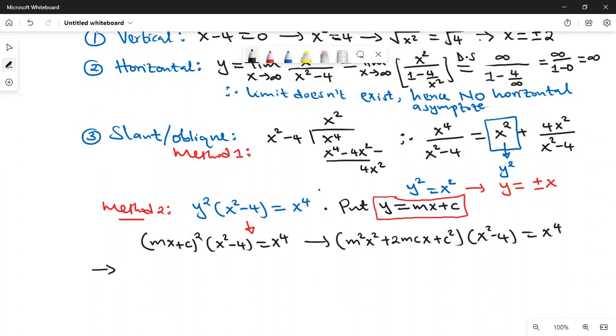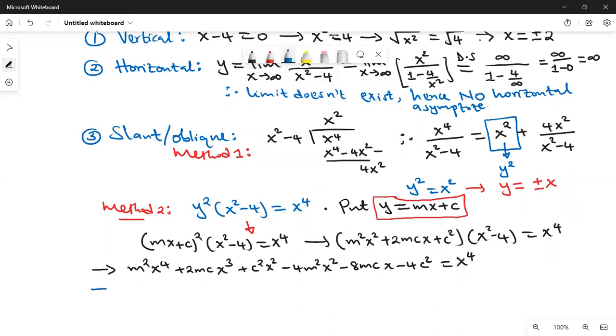So I'm going to get m squared x raised to 4 plus 2mcx cubed plus c squared x squared. Then minus 4m squared x squared minus 8mcx minus 4c squared is equal to x raised to 4. If I rewrite this, let me collect like terms.